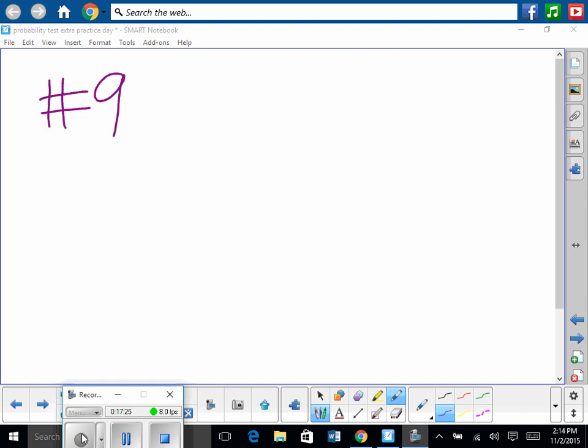Listen. Number 9 says, everybody listen, you decide to tell your fortune by drawing 2 cards from a standard deck of 52 cards without replacement. What's the probability of drawing first an ace, then a jack?